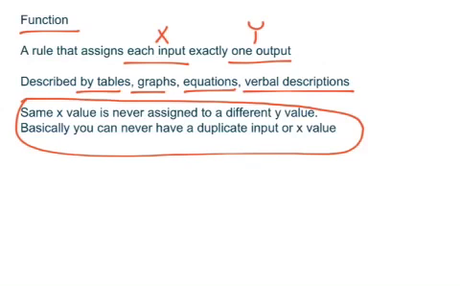The same x value is never assigned to a different y value. Basically, you can never have a duplicate input or x value. Anytime you would have a duplicate input or x value, if it's occurring more than once, it will not be a function. We're going to look at examples right now.